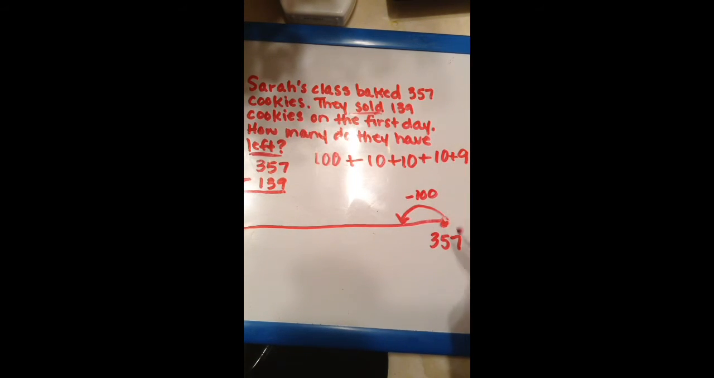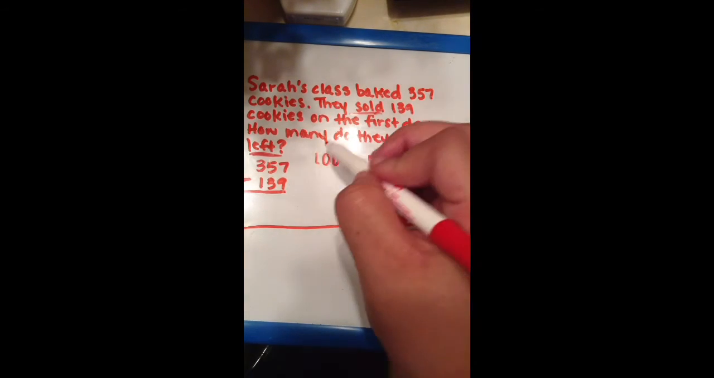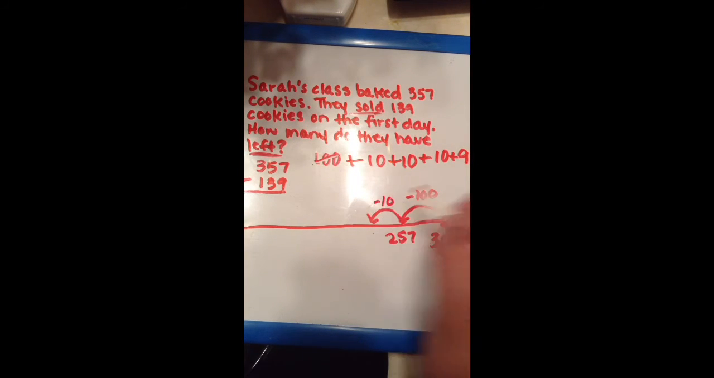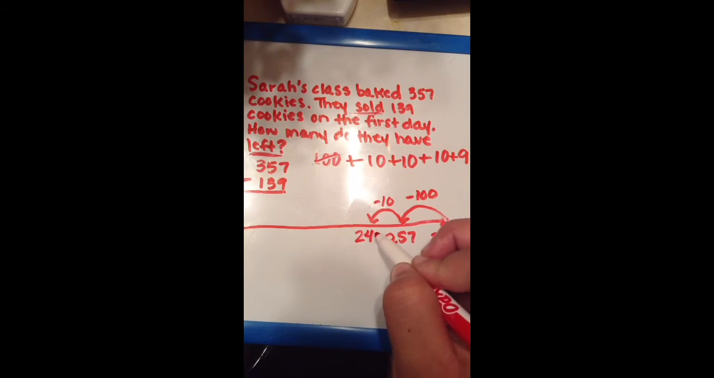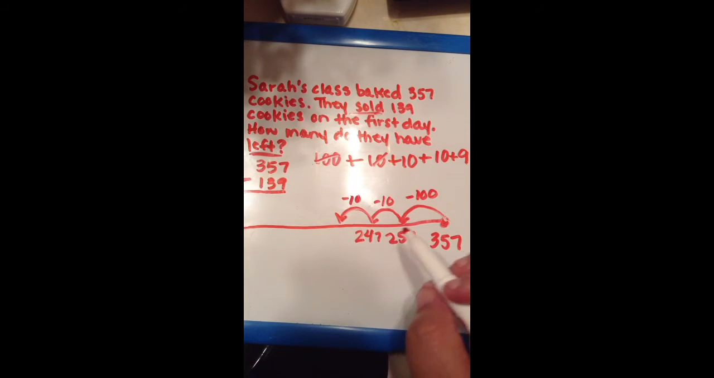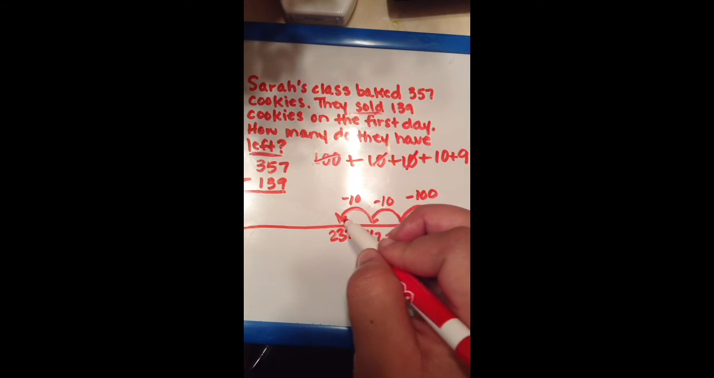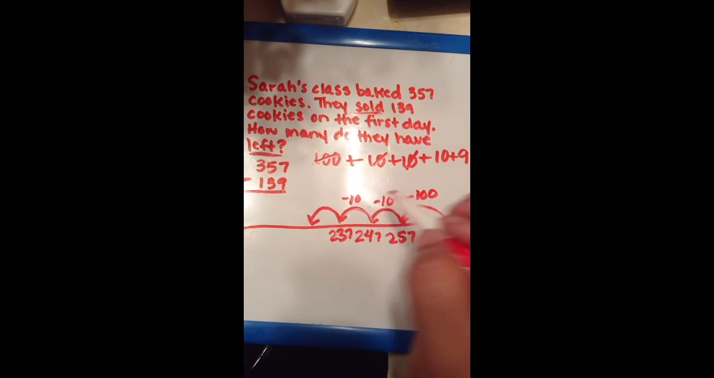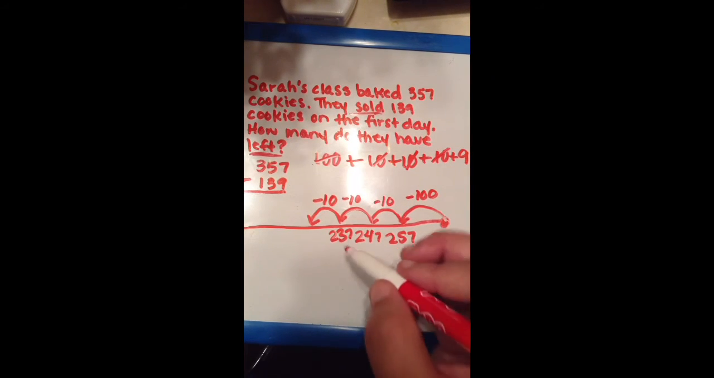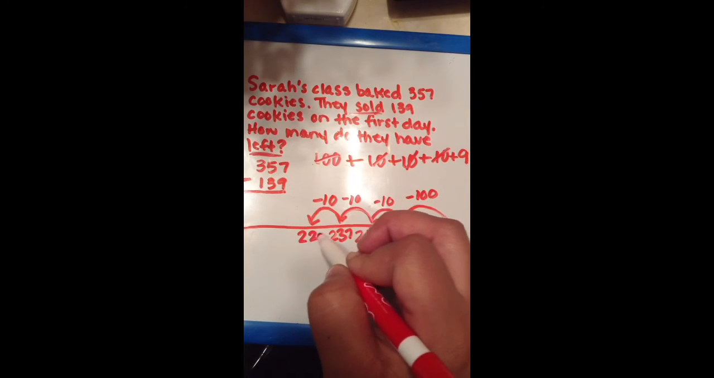357 minus 100 equals 257. We're going to jump back. Let me cross out that. I'm going to minus 10. 257 minus 10 equals 247. We're going to jump back another 10. So minus 10. 247 minus 10 is 237. Cross out that 10. We don't want to repeat anything. Jump back another 10. 237 minus 10 is 227.